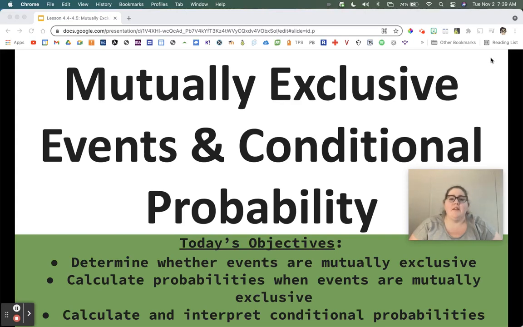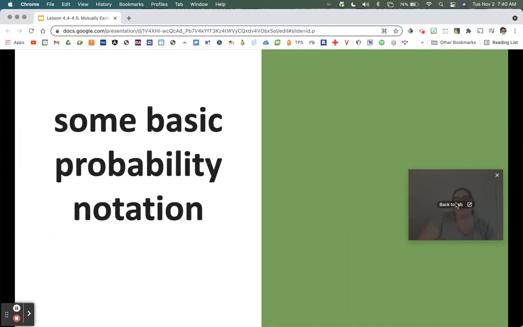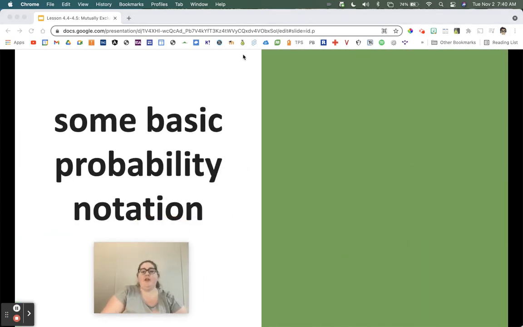Hi, so today we're going to talk about mutually exclusive events and conditional probability a little bit. So today's objectives: to determine whether events are mutually exclusive, to calculate probabilities when events are mutually exclusive, and to calculate and interpret conditional probabilities. So let's start with some basic probability notation.